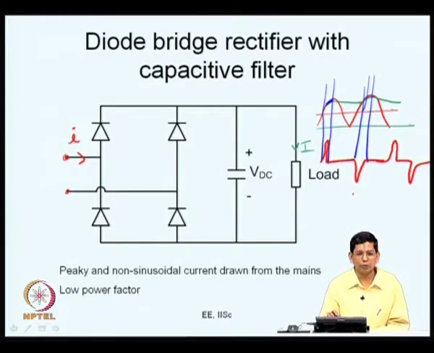That is one reason why we would like to look at an active rectifier rather than such a passive rectifier using diodes. We want to use active devices and see whether you can come up with a rectifier which can draw sinusoidal current. Now, how about the power factor? The power factor is also poor.